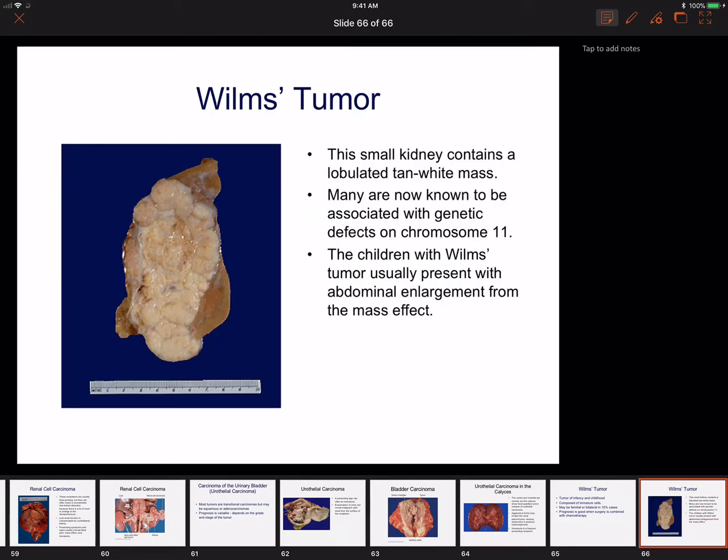Now, what you see here is a small kidney that has a tan white mass. Usually with Wilms tumor, there is a specific mutation that can be passed on chromosome number 11, and these tumors grow very large. So in a child, a rapidly growing mass in the abdomen, basically where the kidney is, is the telltale sign. That will cause a mass effect, and it will warrant further investigation and then subsequent surgical removal, and so on.